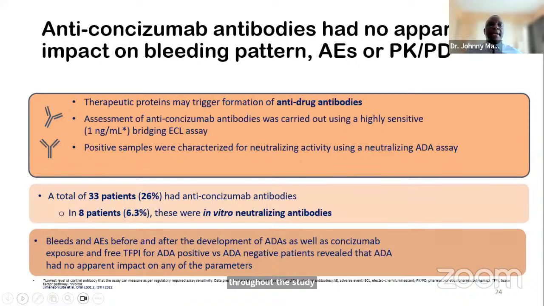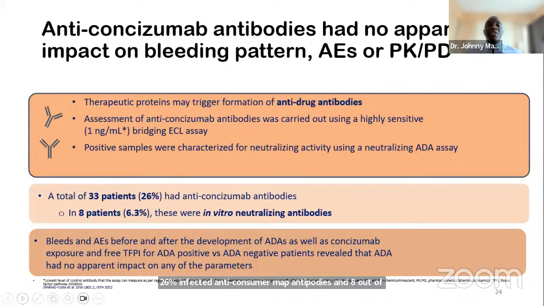Particularly exciting is the immunogenicity of concizumab. This was evaluated using a very sensitive ECL assay. The positive anti-drug antibody samples were then subjected to a neutralizing activity assay. You can see there that a total of 33 patients, 26% in fact, had anti-concizumab antibodies, and 8 out of the 33 had an in vitro neutralizing effect.